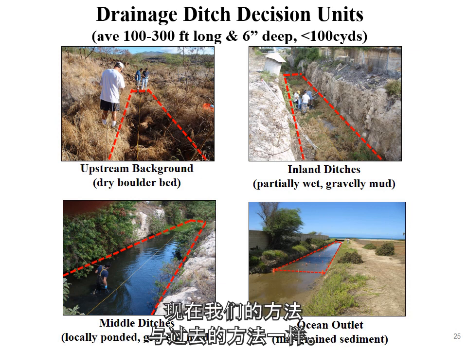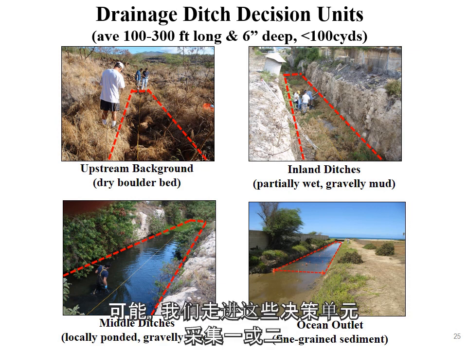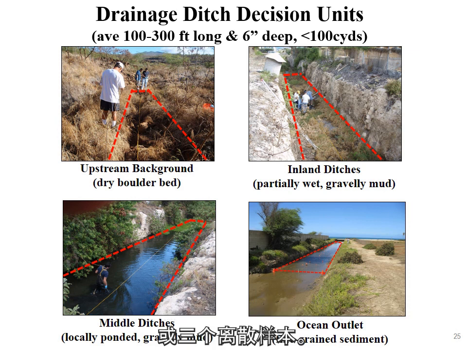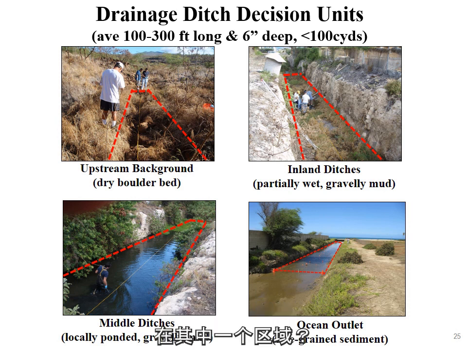Now in the past, we may have done the same thing. We were always designating decision units even if we weren't drawing a line around it. Maybe we went into these DUs and collected 1 or 2 or 3 discrete samples. So it's something we seriously joke about. And most people know I used to be a consultant. How many discrete samples should you collect within one of these areas?